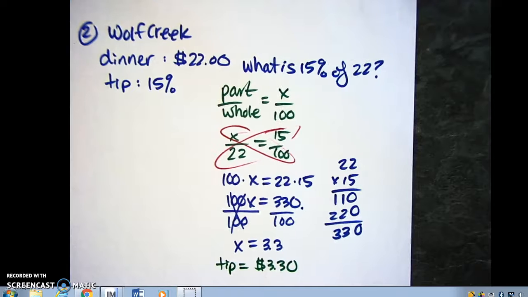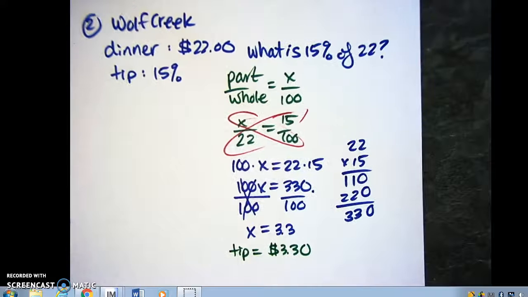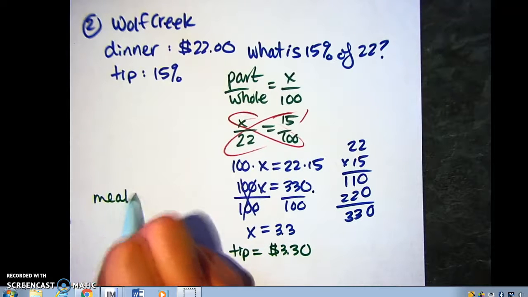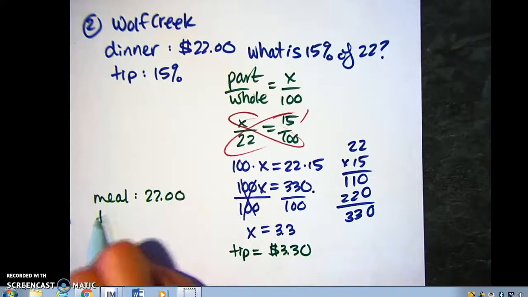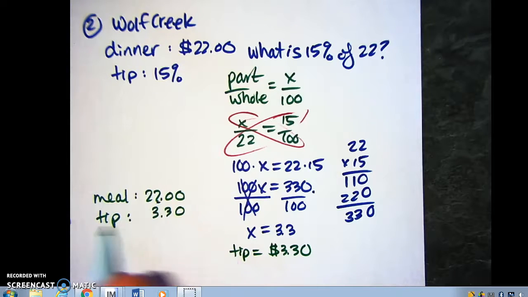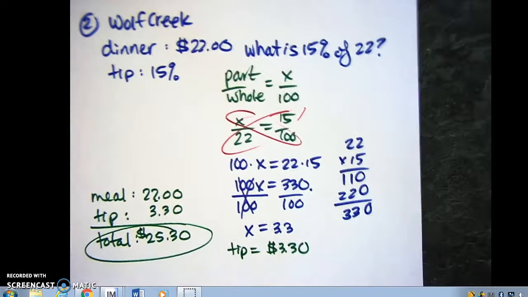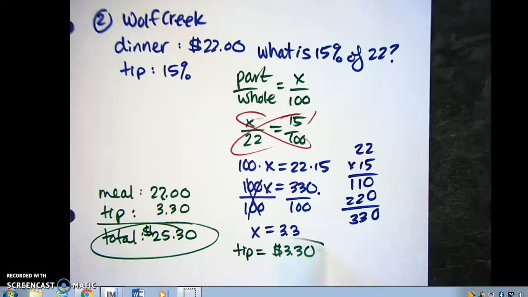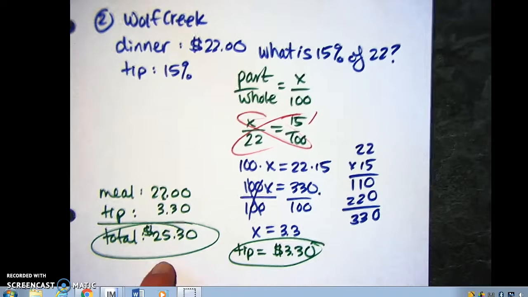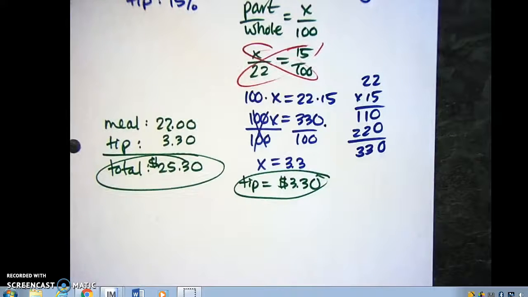That sounds reasonable. Now, total, though, we're going to have to add those together. So our meal was $22. Add the tip, $3.30. And our total is $25.30. You may be asked to find either. You may be asked to find just the tip, but most of the time you're asked to find the total amount. Here's one other type of problem you're going to be asked in your homework and in class, what we're going to practice.